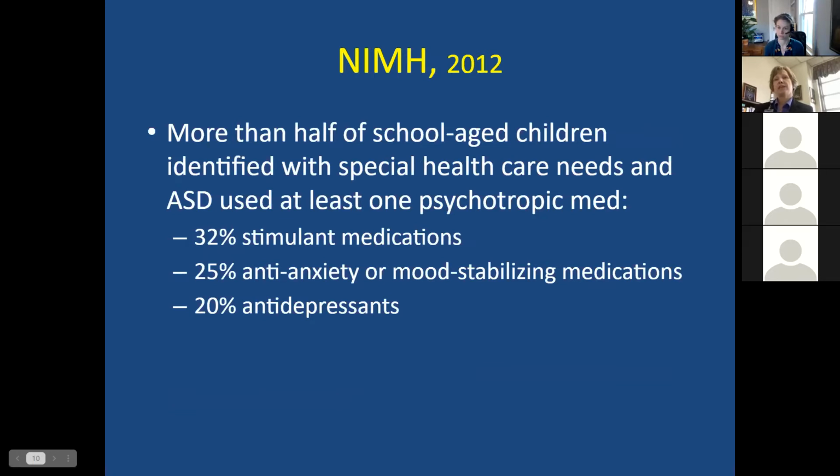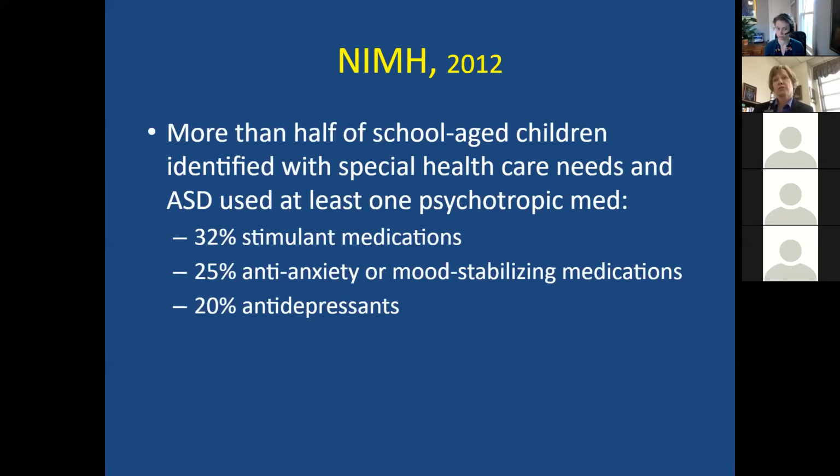The NIMH, National Institute of Mental Health, says that more than half of school-aged children who are identified with special healthcare needs and autism used at least one psychiatric medication or psychotropic medication. And those are kiddos who have enough difficulty that now they have 504 plans or IEPs in school identifying them as special healthcare needs.